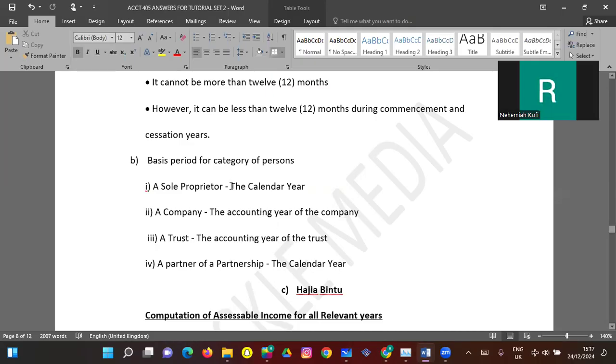Remember, the calendar year is from January to December, January 1st to December 31st. That's the calendar year. And then the accounting year of the company depends on each and every company. Some companies might be from January to December, and others can be from April to 31st March. So it depends.